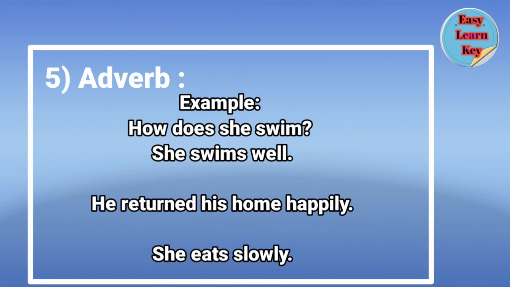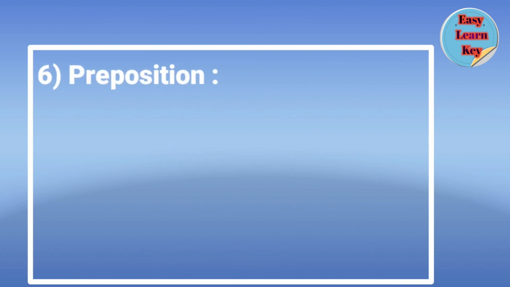Let's see some examples. How does she swim? She swims well. He returned to his home happily. She eats slowly. Here, well, happily, and slowly are adverbs that describe a verb or an adjective.